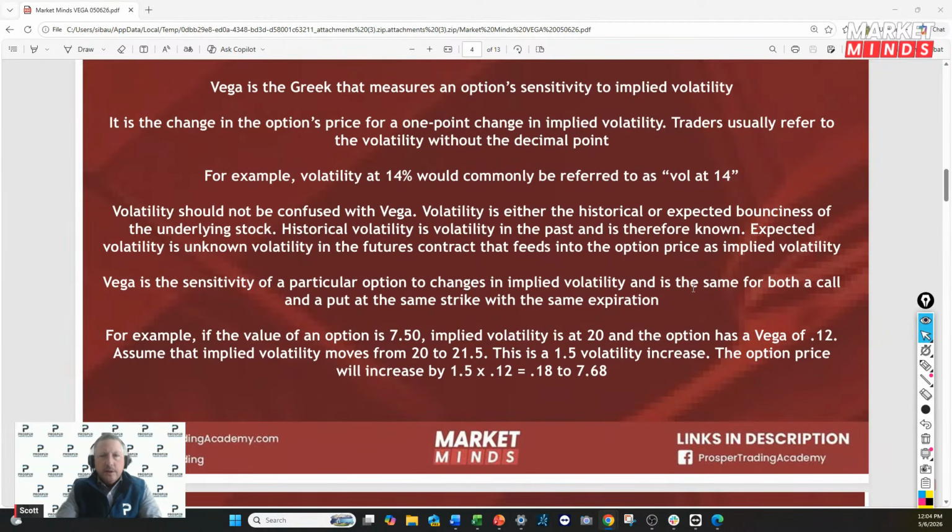When we look at Vega, we look at it typically without the decimal point, and we'll go through some examples shortly. Implied volatility is a percentage, but we refer to it without the percent sign. We can't confuse the two, even though they work hand in hand. Can't confuse volatility with Vega.